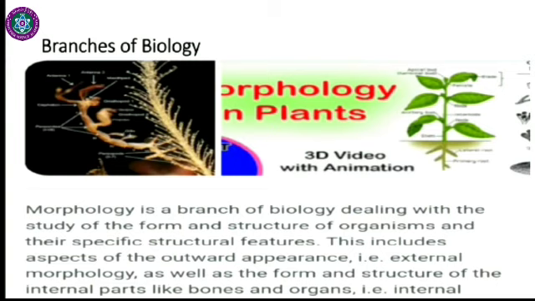What is the structure of the organism and its specific structural features? It comes into internal and external parts of the organism. It includes the aspect of outward appearance, mostly external morphology, as well as the form and structure of the internal parts, just like bones and organs. So it is called morphology.